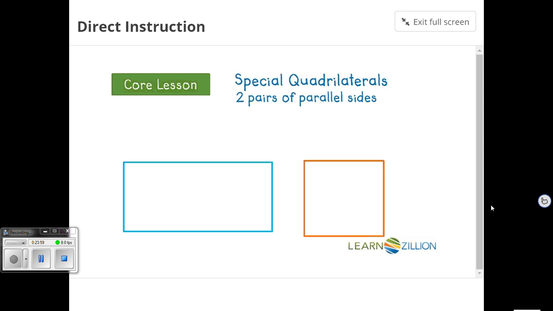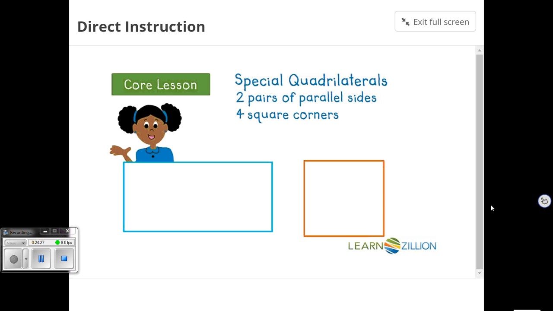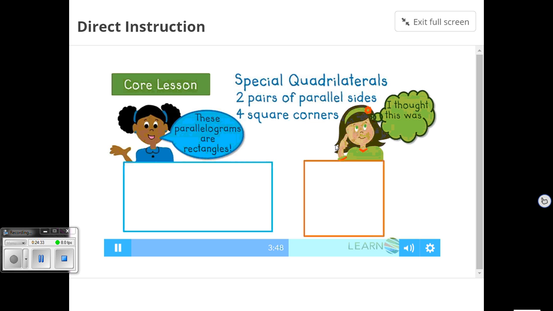What else do these shapes have in common? These shapes look like they might have square corners, do they? Let's check. Yes, all 4 of the corners in both shapes are square corners. Because these shapes have 2 pairs of parallel sides and 4 square corners, these parallelograms are rectangles. So both those shapes on the screen are parallelograms. Both those shapes on the screen are rectangles.